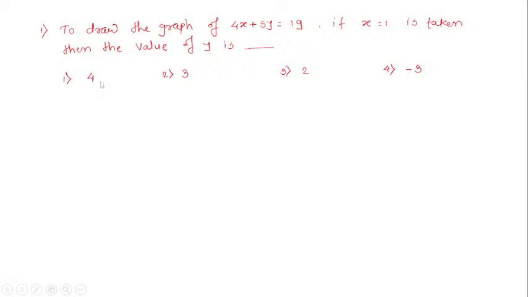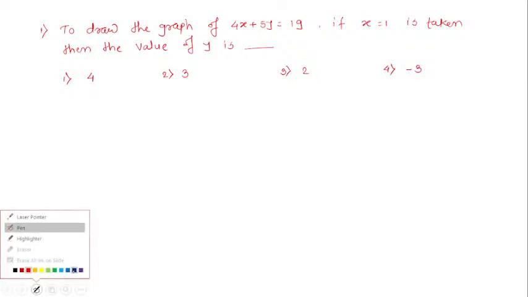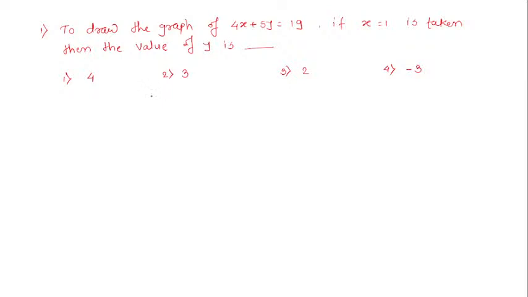So we have a question, and for that we have four options. We have to choose the correct alternative. The question is to draw the graph of 4x plus 5y is equal to 19. If x is equal to 1 is taken, then value of y is dot dot. So four options are 4, 3, 2 or minus 3. So we have to choose the correct alternative among these four. So this is the question from the topic linear equations in two variables.